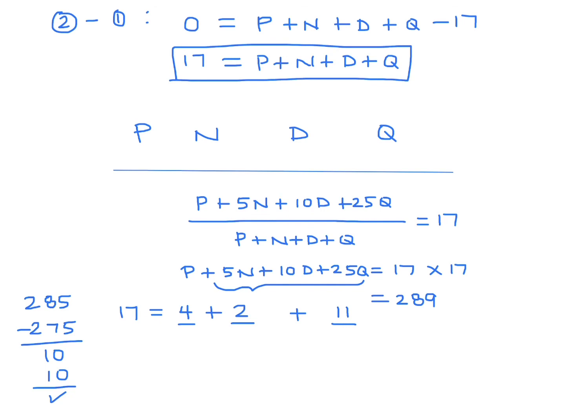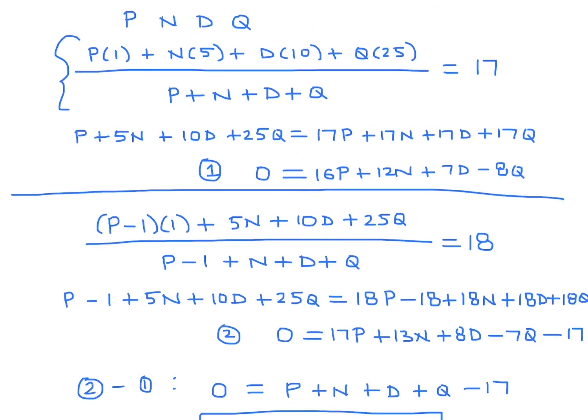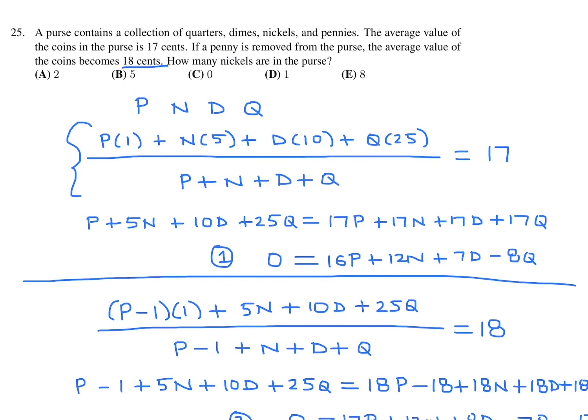So there you go. We've got 4 pennies, 2 nickels, 0 dimes. Yeah, 0. I'll put a 0 in there for dimes, and 11 quarters. And what they wanted us to figure out in this question was the number of nickels, and that's 2. So therefore, number 25, the answer is A.